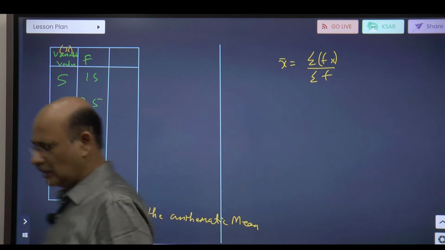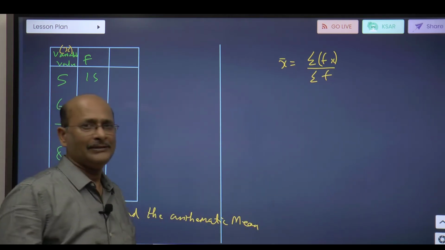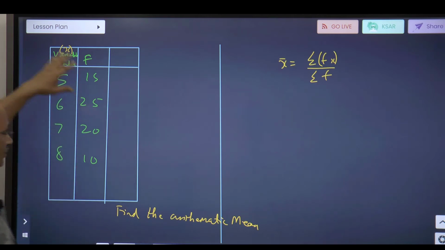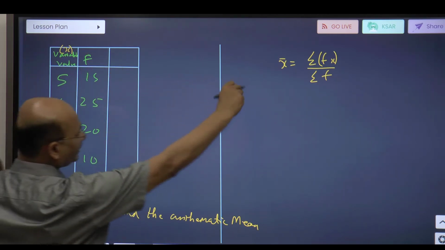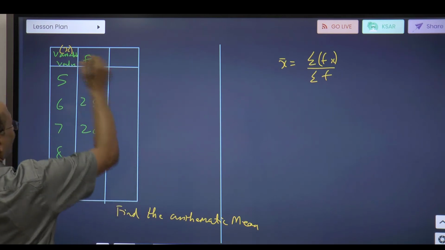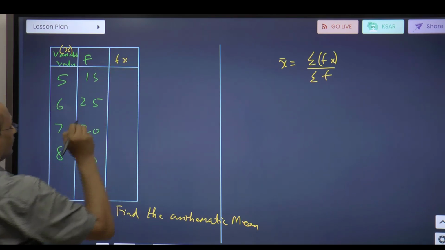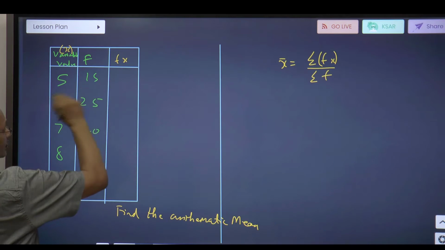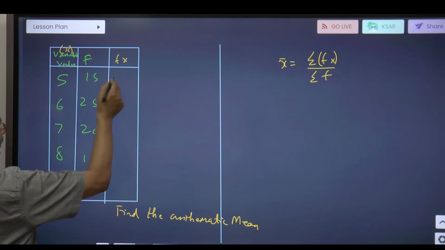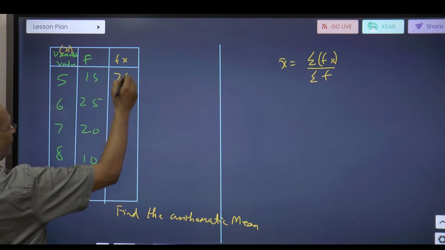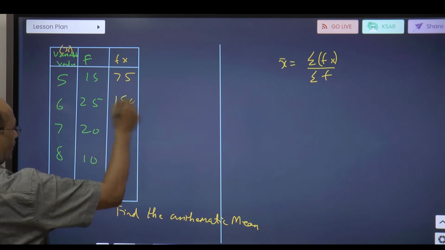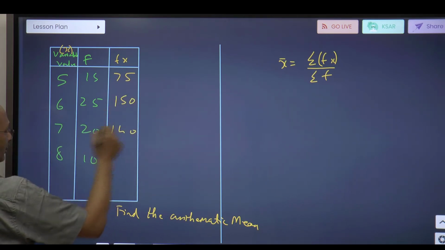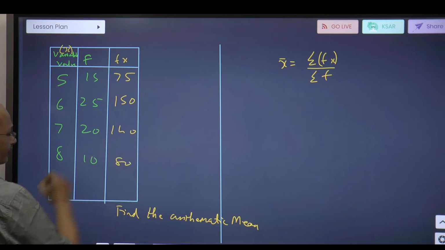So, what happens is, if you know the formula, guys, then you have to just add the columns accordingly. Here, if you look at the numerator, there is fx. This is f and this is x, so you can write fx. So, 5 into 15. Just start multiplying now. 5 into 15 is 75. 6 into 25 is 150. 7 into 20 is 140. And 8 into 10 is 80.